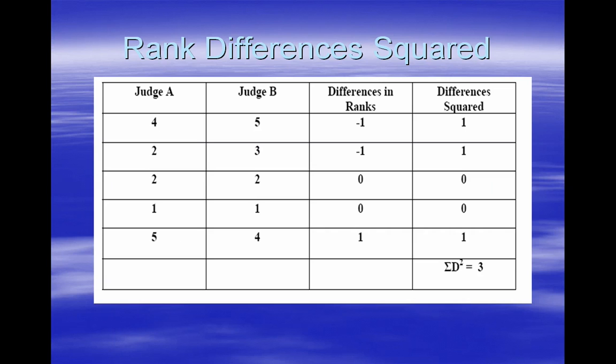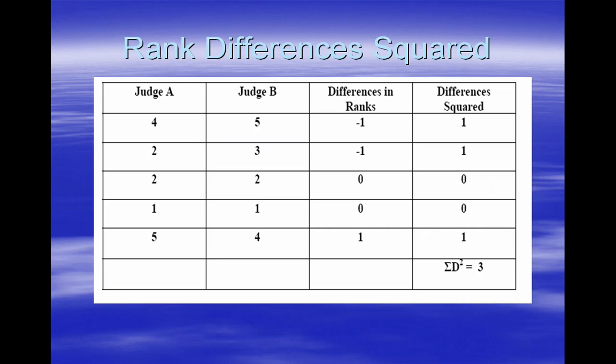They judged Performer 3 both as the second best performer, and Performer number 4 as the best performer. So there are no differences. And they judged Performer 5, Judge A as the worst, and Judge B as the second worst. So there is a difference of 1.